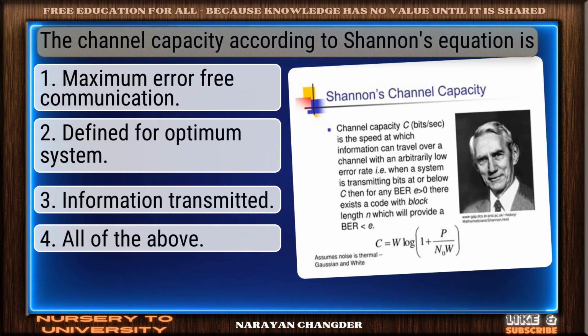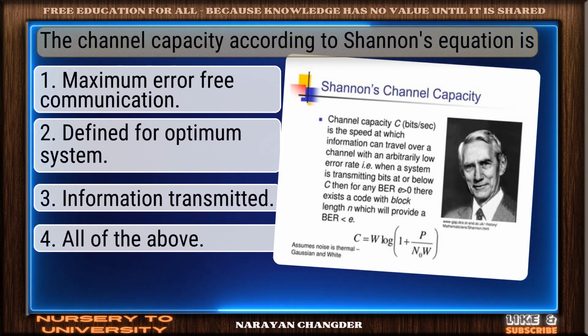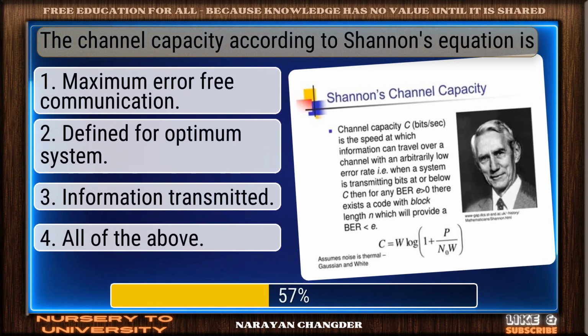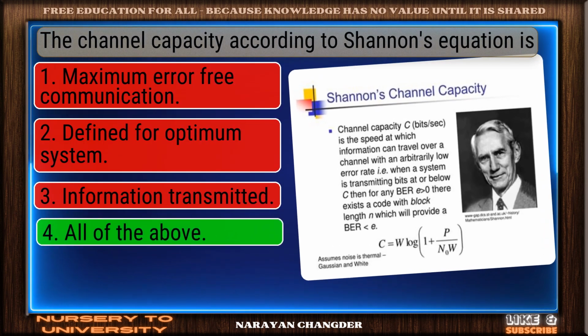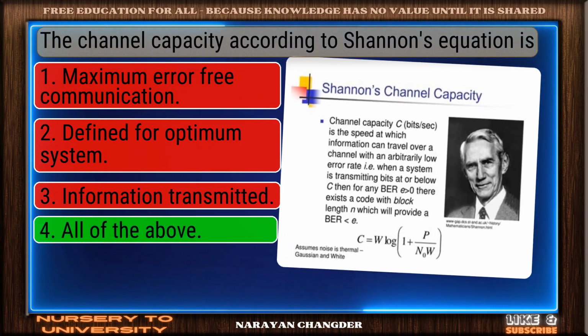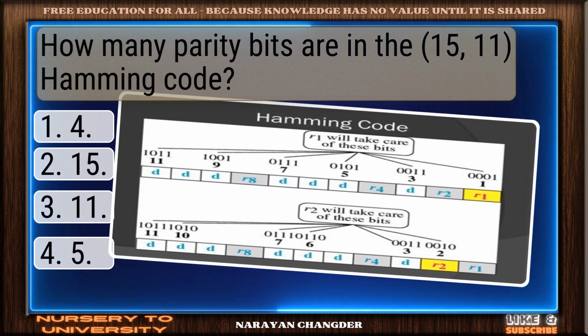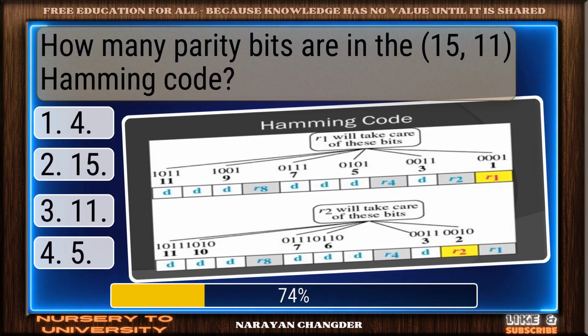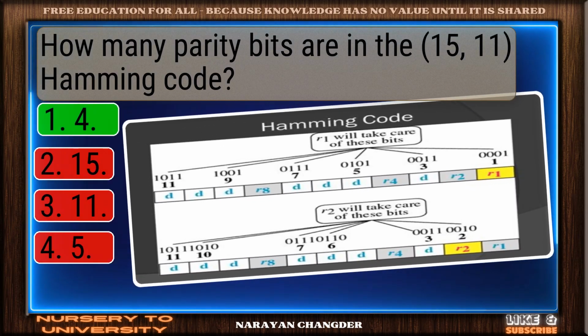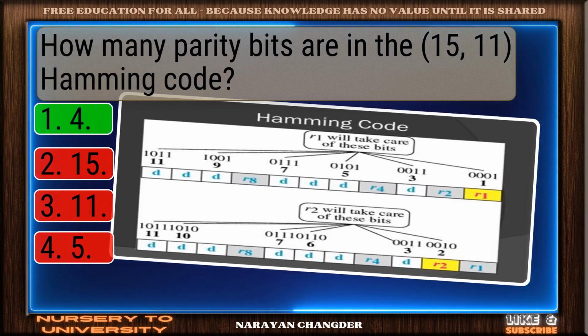The channel capacity, according to Shannon's equation, is... Right again. All of the above is a valid answer. How many parity bits are in the Hamming code? Right choice. 4 is the best answer.